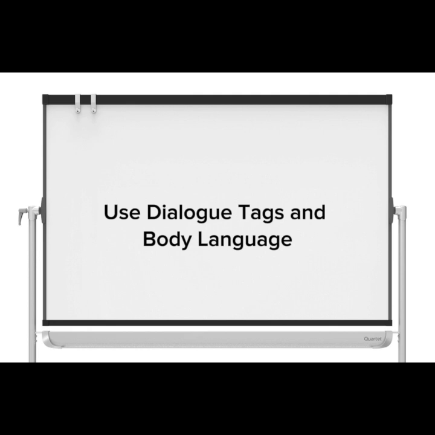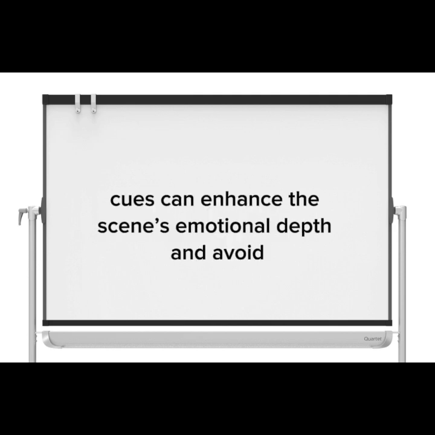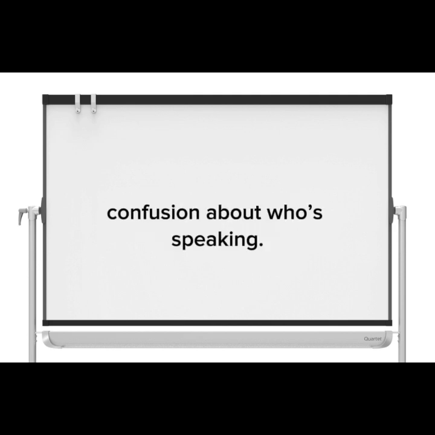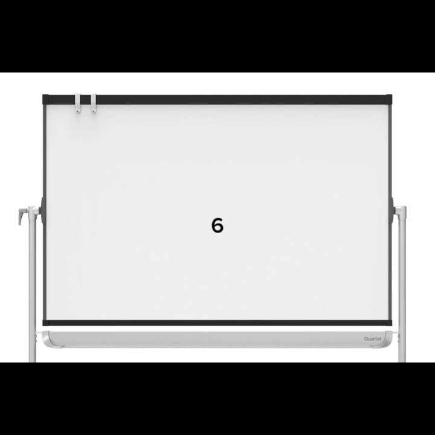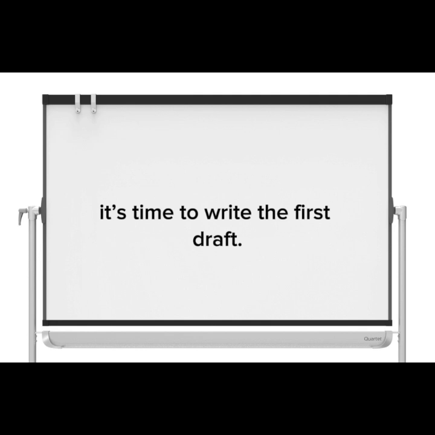D. Use dialogue tags and body language, adding "he said," "she whispered," or including body language cues can enhance the scene's emotional depth and avoid confusion about who's speaking. 6. Drafting the story. Once you have an outline, characters, and setting, it's time to write the first draft.